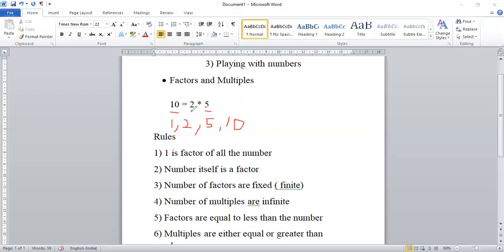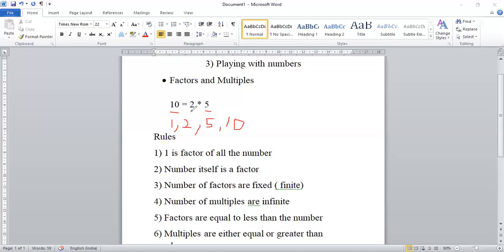See, 2 ones are 2, 2 twos are 4, 3 twos are 6, 4 twos are 8, 5 twos are 10, 6 twos are 12, 7 twos are 14. So the multiples of 2 are infinite. After 10, we can multiply 11 by 2, so what answer will we get? 22. 12 twos are 24. So this way the multiples of a number are infinite.